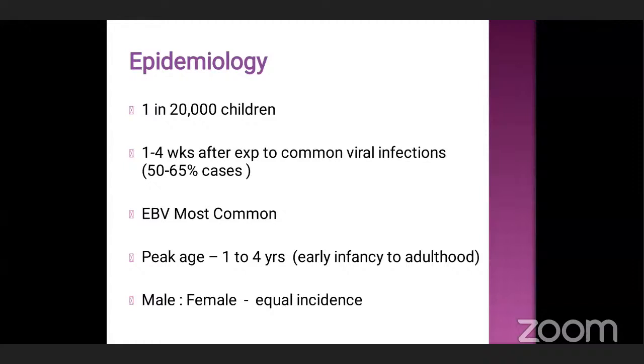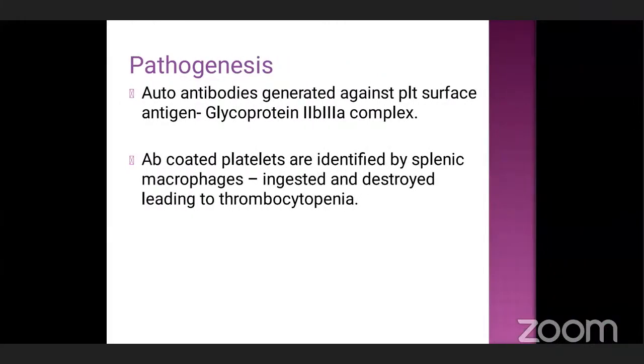Then epidemiology, the incidence is around 1 in 20,000 children. It usually occurs around 1 to 4 weeks after exposure to common viral infections. That is seen in around 65% of cases, not in 100%. But we can get a history of viral infection around 4 weeks back in most of the children with ITP. The most common virus implicated is EBV, that is Epstein-Barr virus. And the peak age for incidence of ITP is 1 to 4 years, that is smaller children, in early childhood. And males and females have equal incidence. It is not more in any gender.